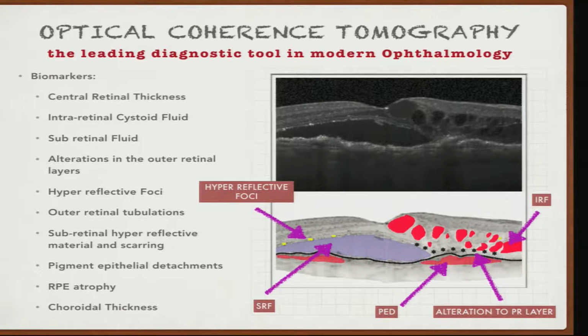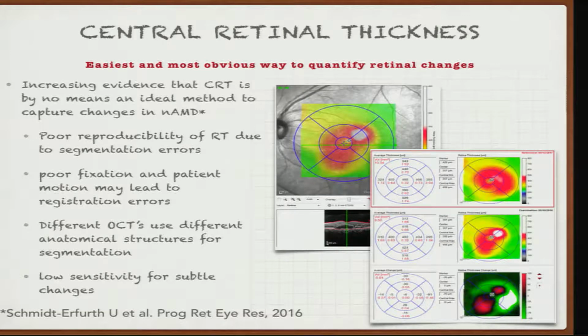Moving over to optical coherence tomography, or OCT, the most favorite tool in everybody's practice. We have evolved a long way. We have a lot of biomarkers to pick up AMD. Central retinal thickness is the easiest way to quantify the retinal image, but is definitely not the best. There are a lot of segmentation errors and registration errors, which cannot always give us the right value. It is better to look at the retinal volume rather than the retinal thickness.